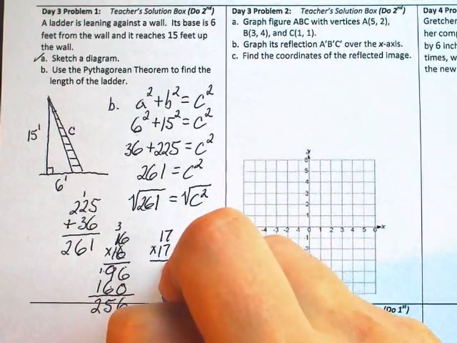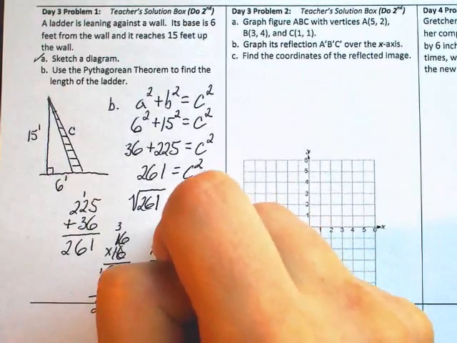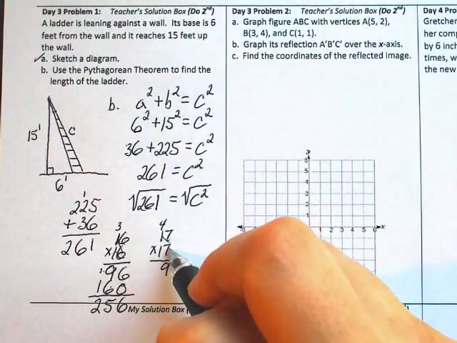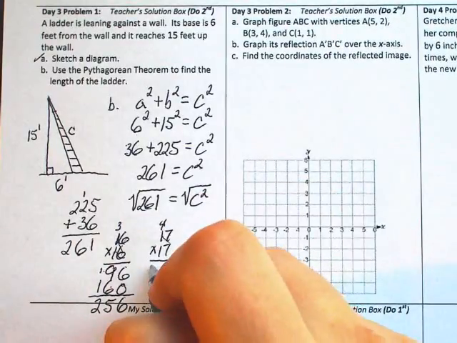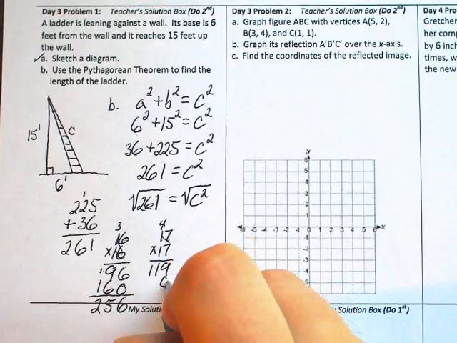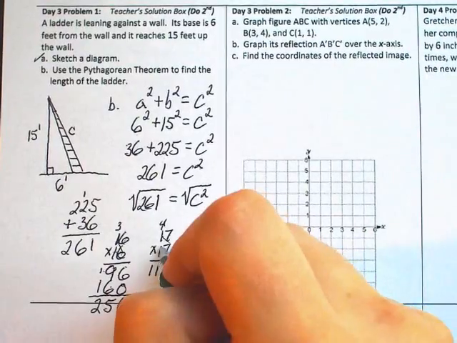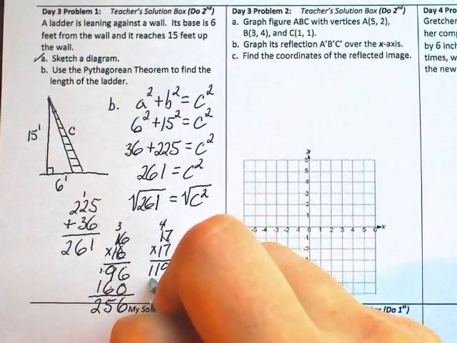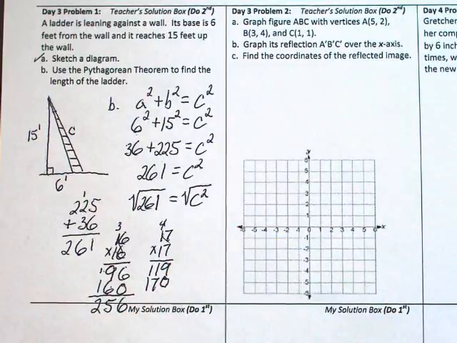7 times 7 is 49. Write the 9 and carry the 4. 1 times 7 is 7, plus 4 is 11. Start the next row with a 0. 1 times 7 is 7. 1 times 1 is 1. And then add these rows together.